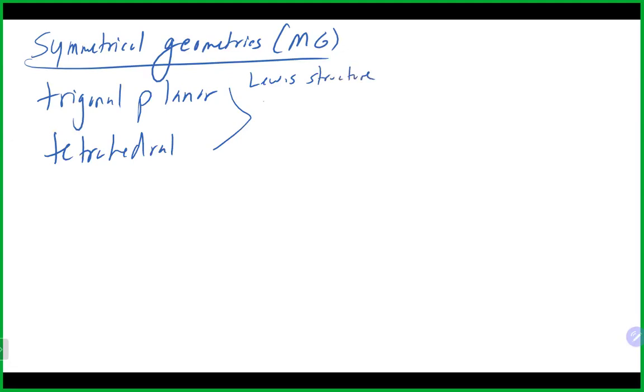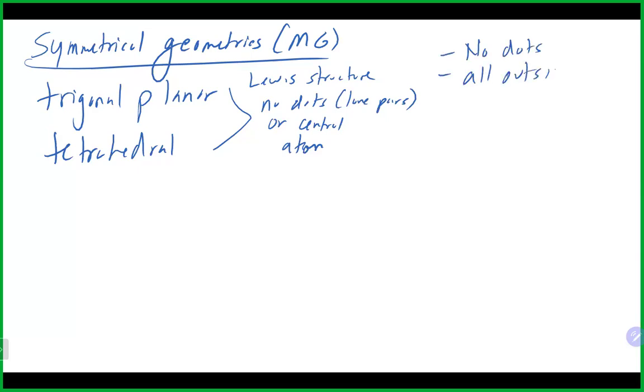And what each of these geometries have in common is that when you draw your Lewis structure, there are no dots, or lone pairs, on the central atom. So if you draw a Lewis structure and you end up with a central atom that has no dots on it, and all the outside atoms are the same, it is a pretty safe bet to call that thing a nonpolar molecule.